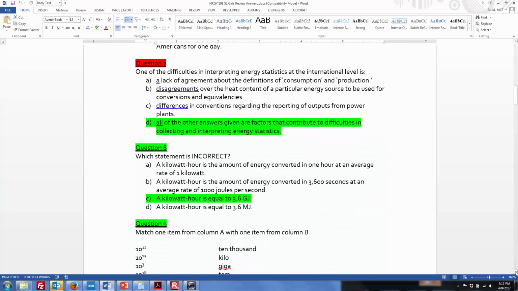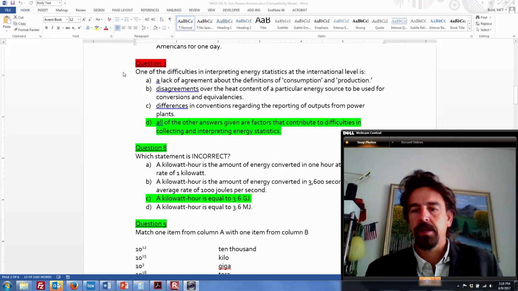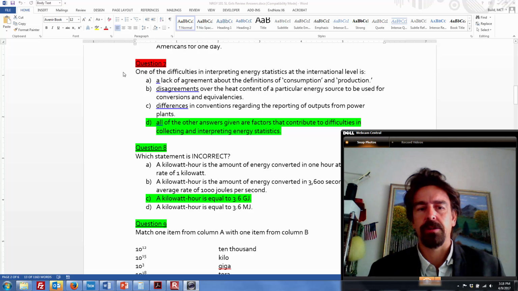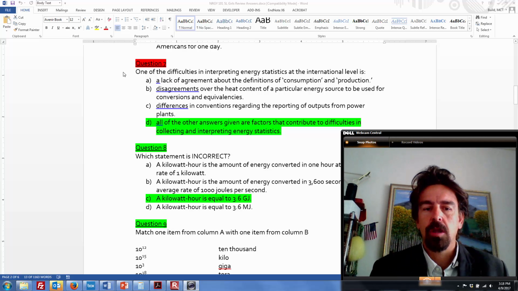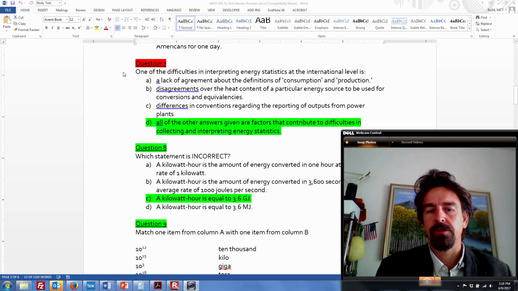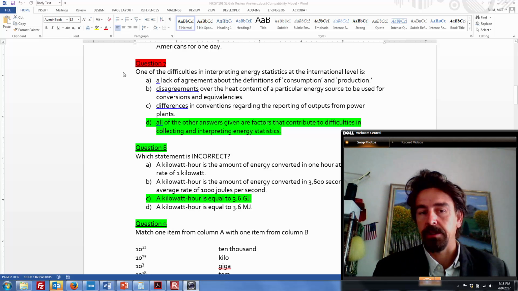One of the difficulties in interpreting energy statistics at the international level. So in this case, we're asking every single person in every single country to add up all of their energy. Very hard problem. Lots of people, lots of countries. It says all of the answers given are factors that contribute to difficulties in collecting statistics.